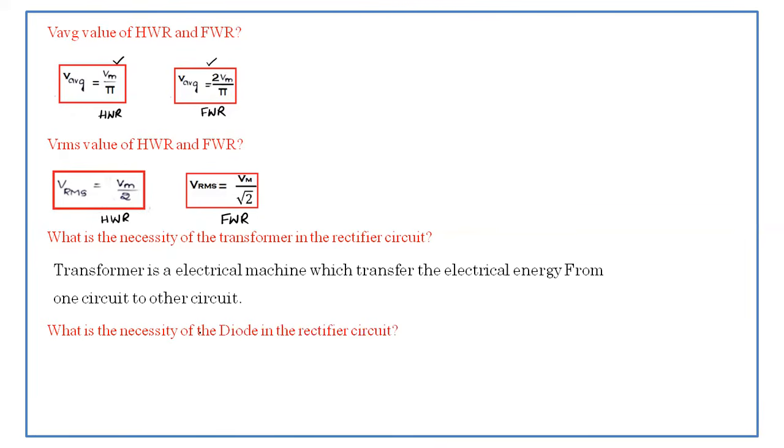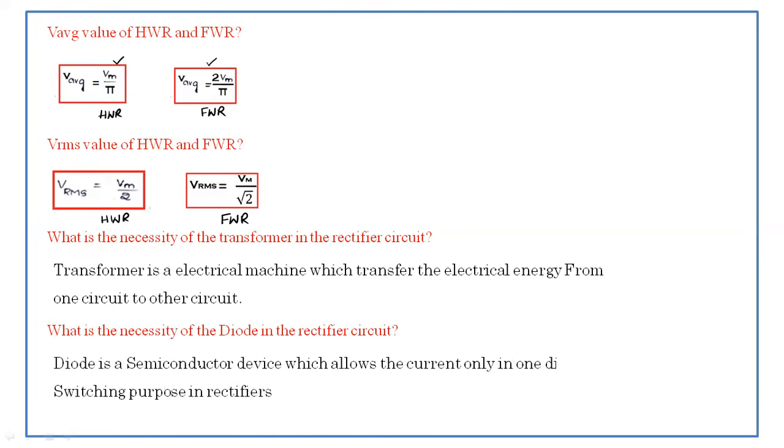Next, what is the necessity of the diode in the rectifier circuit? One of the components we are using in the rectifier circuit is the diode. The diode is a semiconductor device which allows current only in one direction. It is used for switching purposes in the rectifier. It allows current only in forward bias and does not allow it in reverse bias condition. That's why it is used for switching in the rectifier circuit.